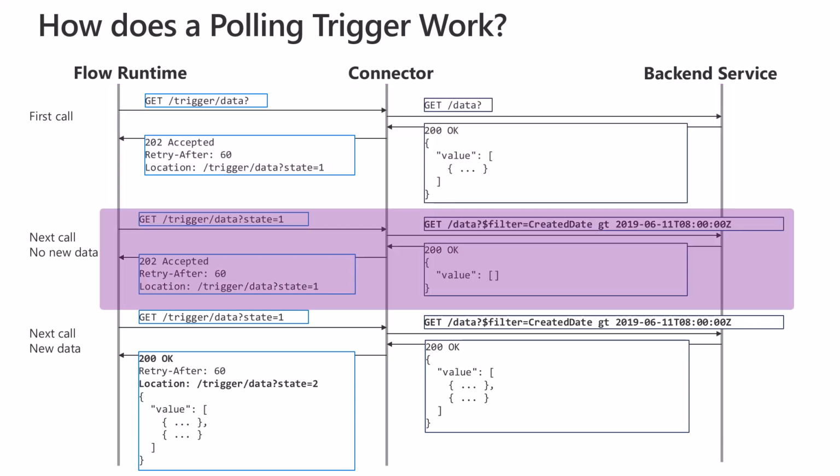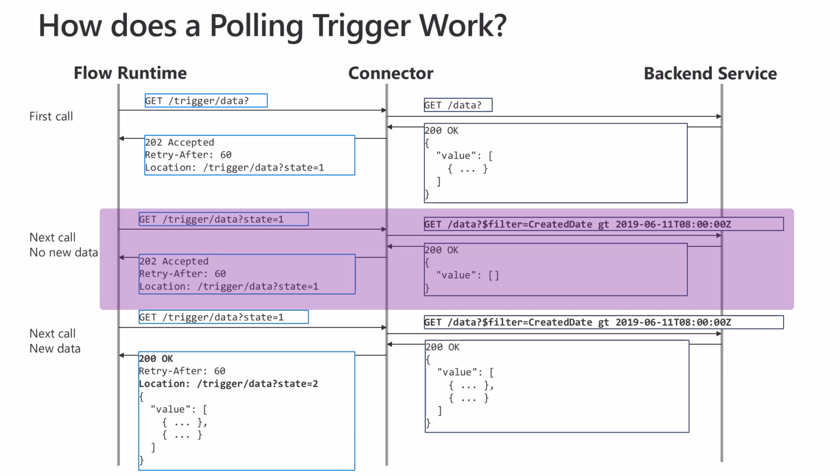After the retry interval times out, the flow runtime makes another call to the connector using the location header, the current state. In this example, it's 1. The connector now knows, because the state is now equal to 1, to call the proper API, and that will do the appropriate filtering so that the correct set of data is returned. In this example, the connector translates it into a filtered query that says the created date is greater than a certain timestamp.